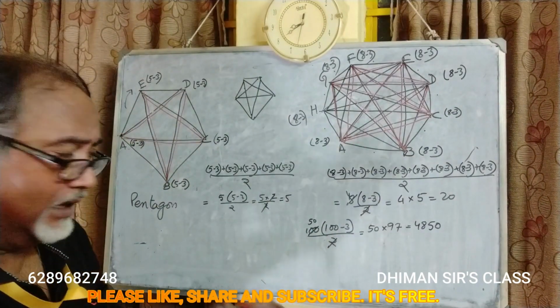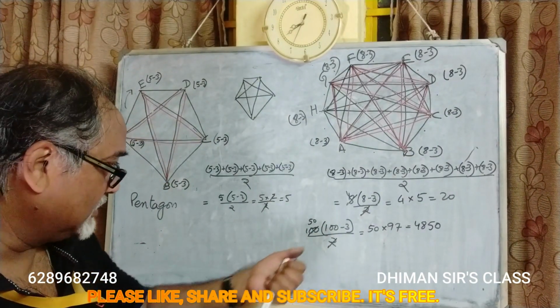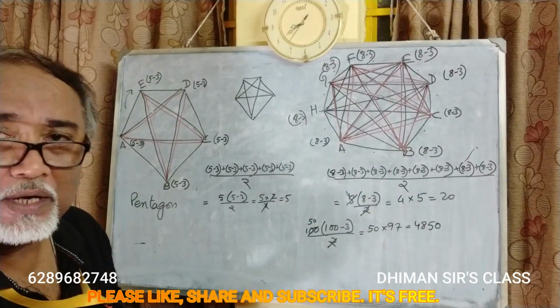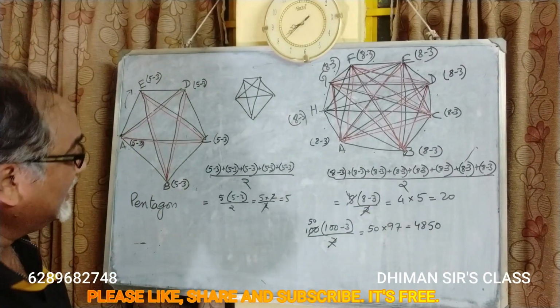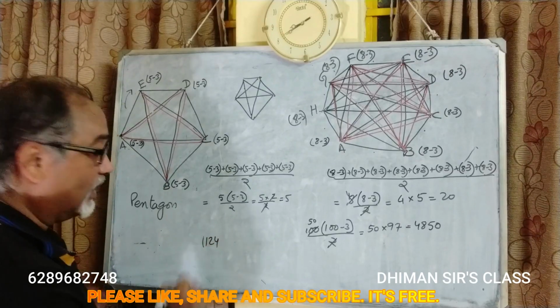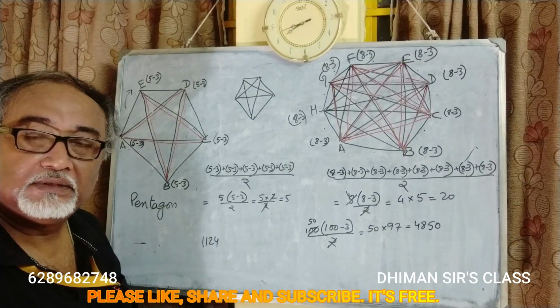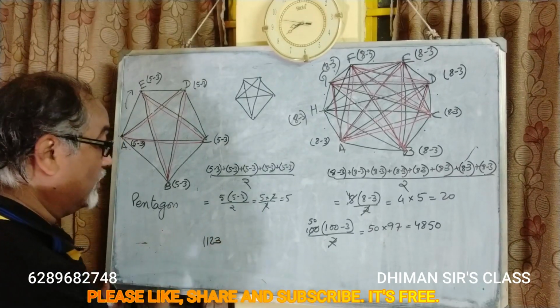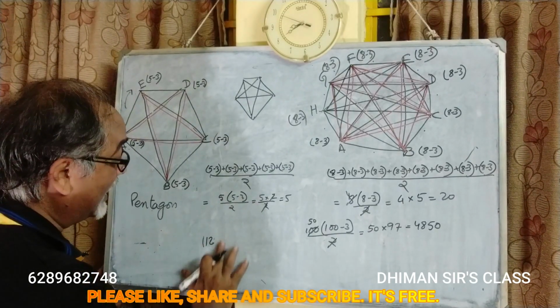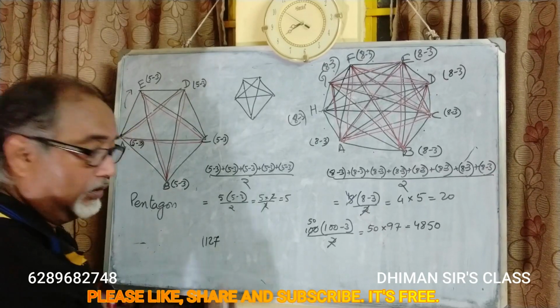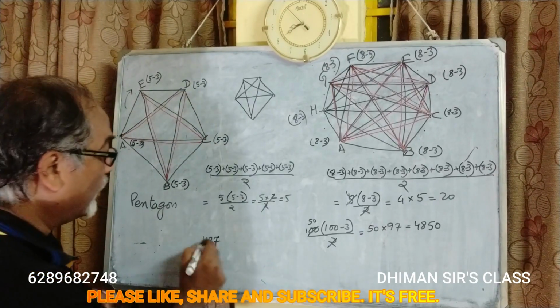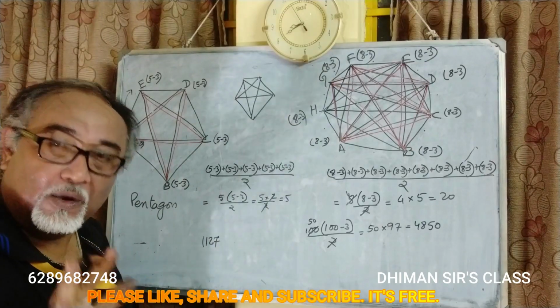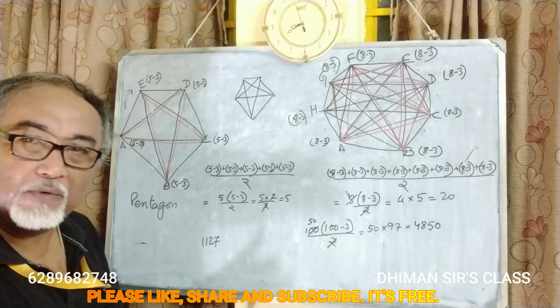100, it's a very simple one. It's carrying only 1 and 0 and 0. So suppose it is an odd number of sides, let it be 1127. The polygon has got 1127 sides.